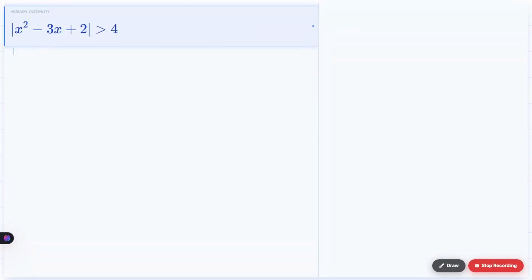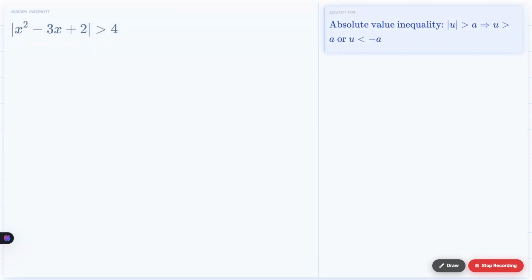We look at the math problem x squared minus 3x plus 2 with absolute value bars is greater than 4. This is our starting point. We need to see what the numbers are doing. We identify that this is an absolute value inequality. We do this to know how to split the problem into parts. The rule says the part inside must be greater than 4 or less than -4.